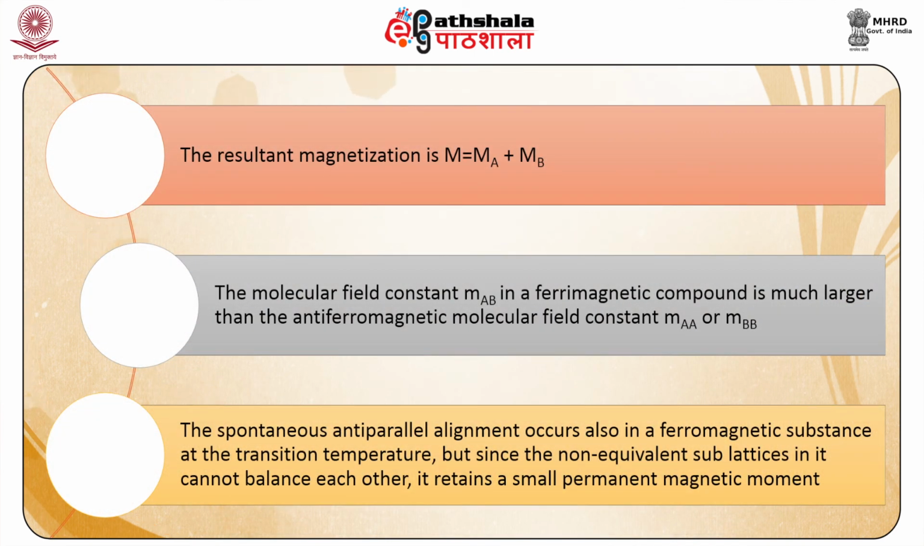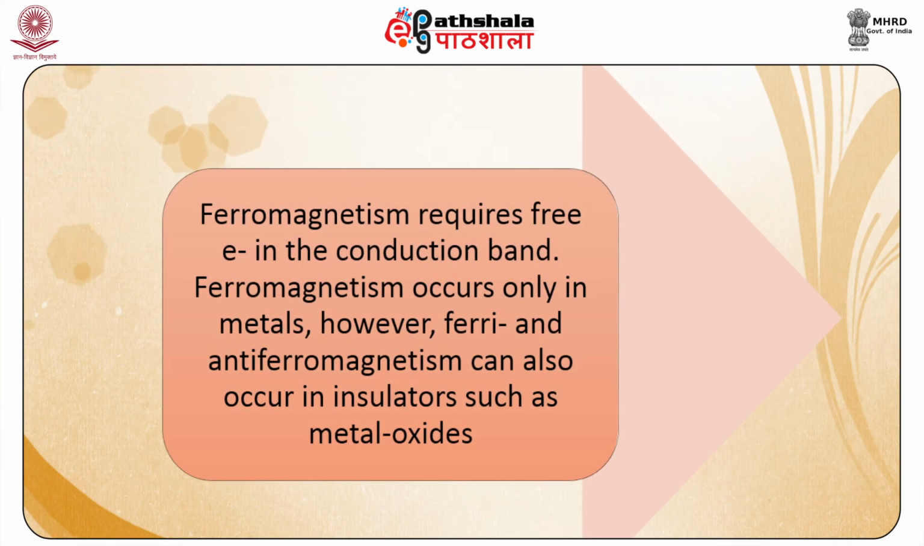The resultant magnetization is then M = Ma + Mb. The molecular field constant MAB in a ferrimagnetic compound is much larger than the antiferromagnetic molecular field constants, that is MAA or MBB. The spontaneous antiparallel alignment occurs also in ferrimagnetic substances at the transition temperature. But since the non-equivalent sublattices in it cannot balance each other, it retains a small permanent magnetic moment. Ferromagnetism requires free electrons in the conduction band. Ferromagnetism occurs only in metals. However, ferri and antiferromagnetism can also occur in insulators such as metal oxides.